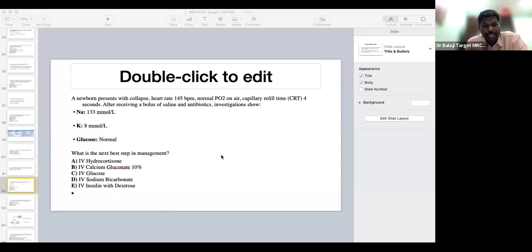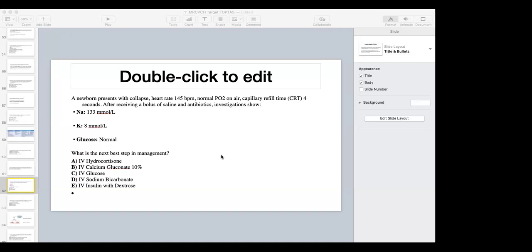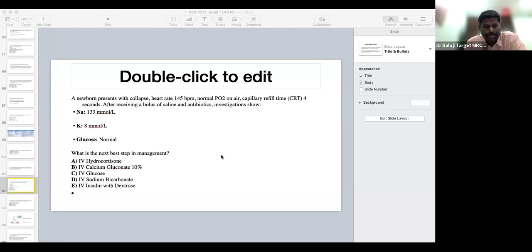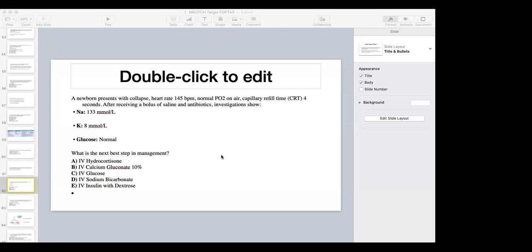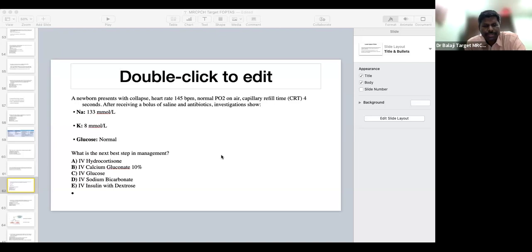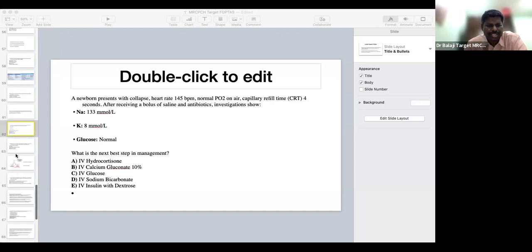Okay, but they have asked what is the next best step in management. So now, can you think? What is the emergency here? Is there any emergency here? Child in shock, sir. Yeah, so fluid is okay, but look into the potassium. So calcium gluconate, sir. Calcium gluconate. That is the subtle thing which we should pick up. Had the potassium been 6, then the treatment would be IV hydrocortisone. But if the potassium is 8, then the treatment will be calcium gluconate. That is how they trick us.